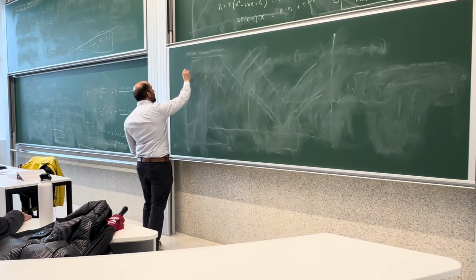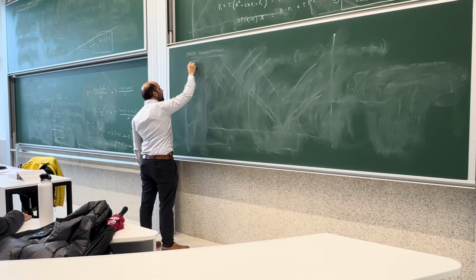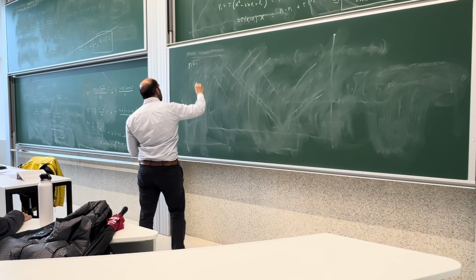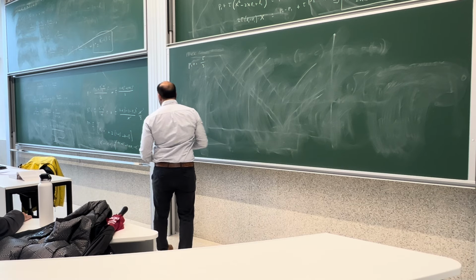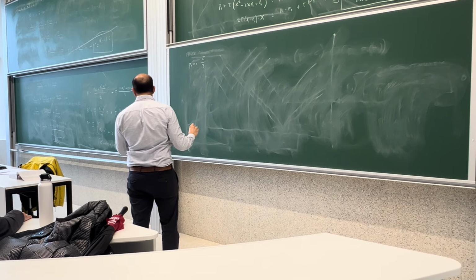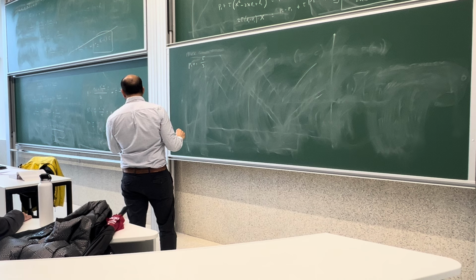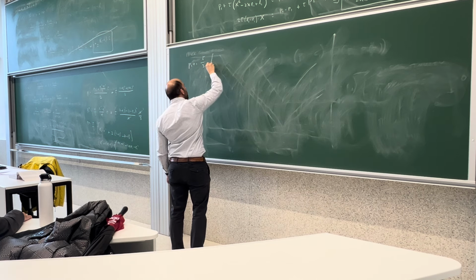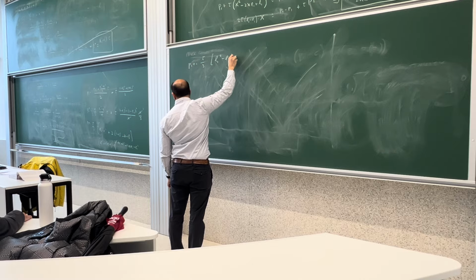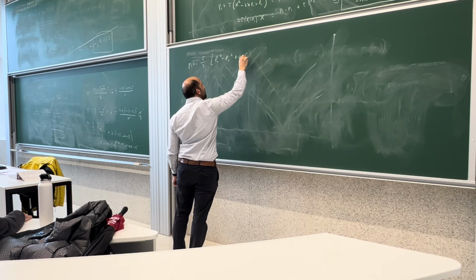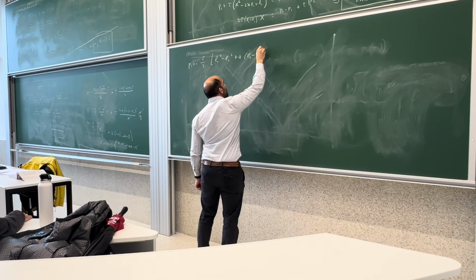So P2 star is equal to tau over 3 times L1 squared minus L2 squared plus 4 times L2 minus L1.